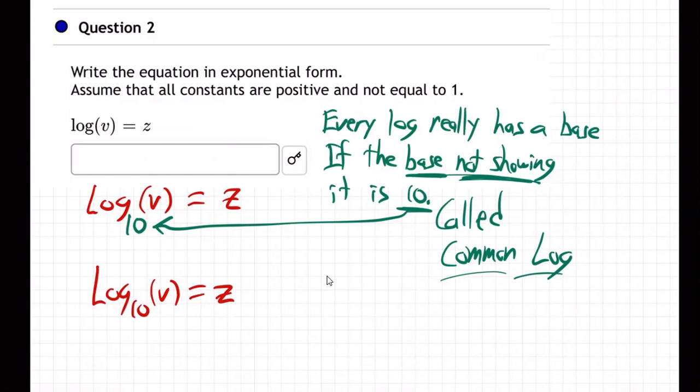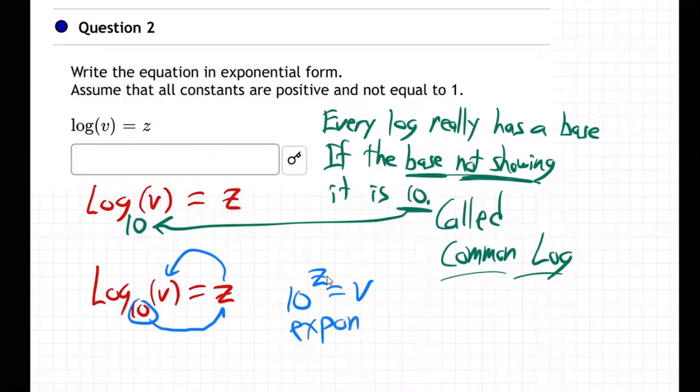You grab this right here, and you do this little trick. You go right up here and right to there. So it'll become 10 to the z equals v. We made the change. So this is exponential form, right?